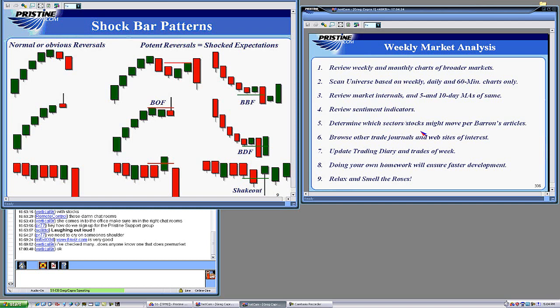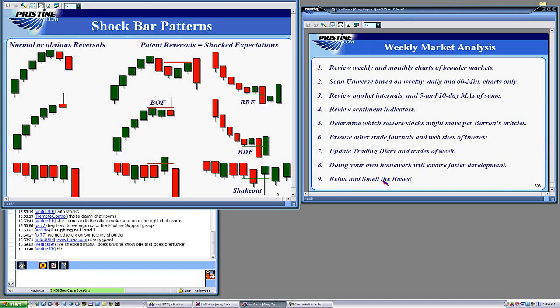Barron's gets a lot of attention on the weekend. That might generate some ideas. Of course, update your trading diary with your trades of the week if you haven't done that. Look and see what you're doing right, what you're doing wrong. It says do your homework. That's what's going to ensure faster development, as we've discussed.